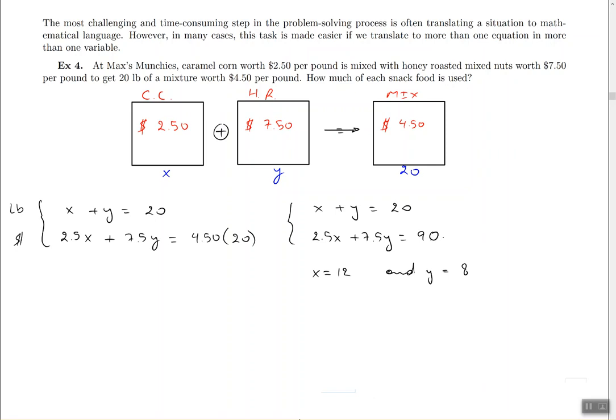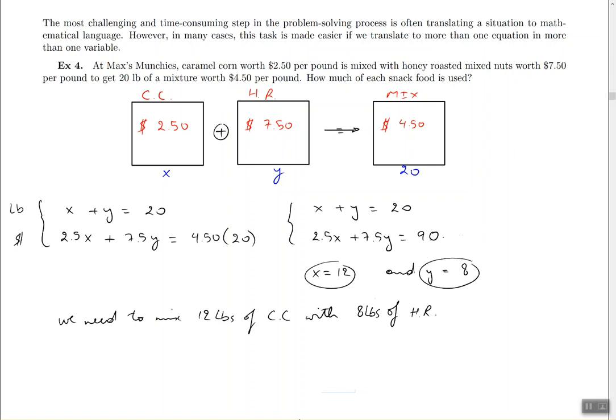So what does that mean? That means we need to mix 12 pounds of the caramel corn with 8 pounds of the honey roasted mixed nuts. That's basically how the problem is going to end. I didn't show the details on how to solve the system, but I'm pretty confident that you know how to solve the system now. You can do it by graphing, elimination, or substitution. Just use one of those methods to get from this system to the 12 and the 8 solutions.